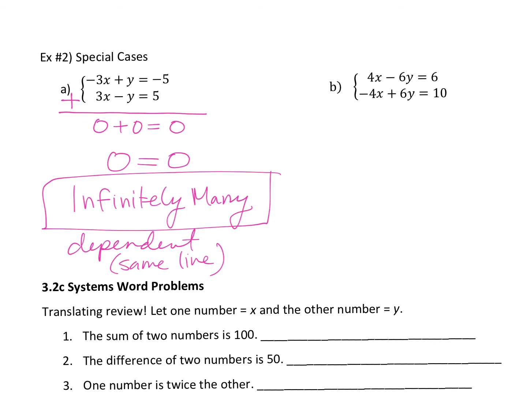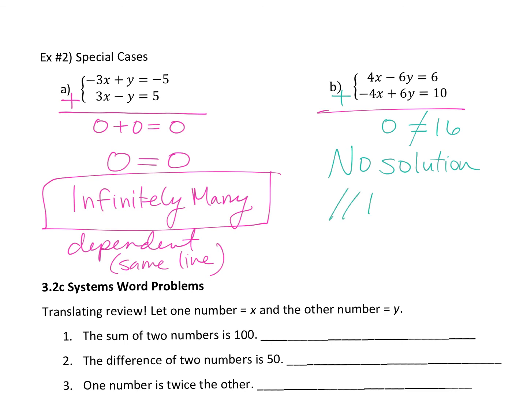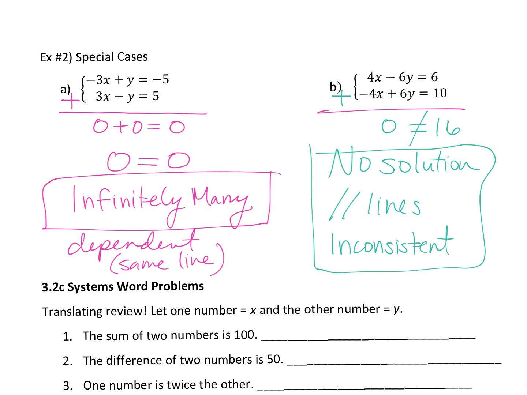What about B? No solution. You guys are so good. So if we add these together, they're already opposites. 0 equals 16. 0 does not equal 16. So you would say no solution. What kind of lines are these if there's no solution? Parallel lines, right? These are parallel lines. Do you remember what parallel lines are? Inconsistent. Yes. I don't need all that. You can tell me no solution is fine.